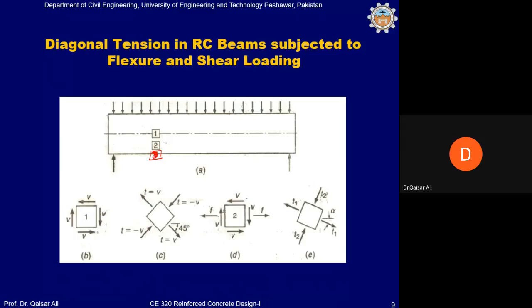What will be the state of stress in element 3, which I have just marked on the beam? What will be the state of stress in element 3? In this beam, which is simply supported and subjected to uniformly distributed load.